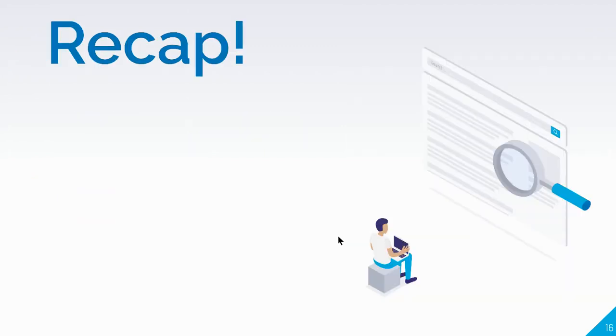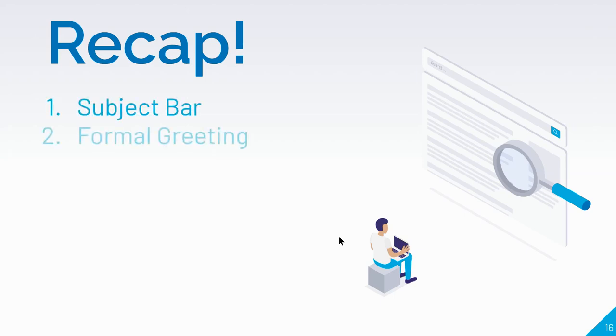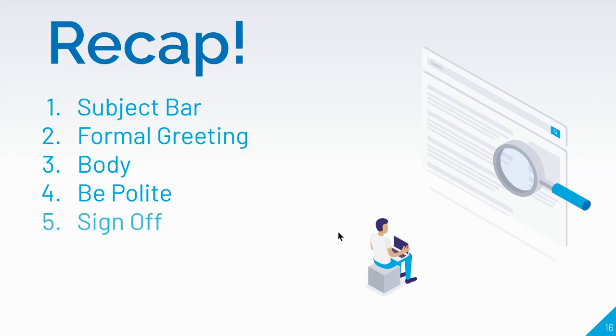Let's recap all the things that we talked about with writing an email. First, you need to set the stage with the subject bar. Then start strong with a formal greeting. Next, convey your message clearly in the body. And make sure you're polite. We catch more flies with honey. And lastly, sign off with a formal ending.